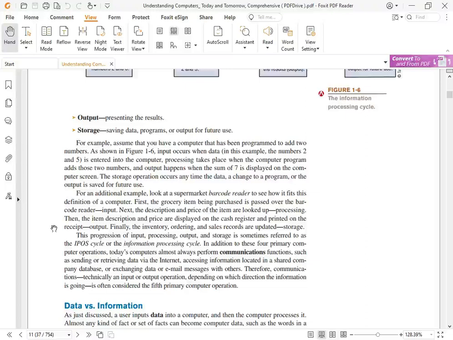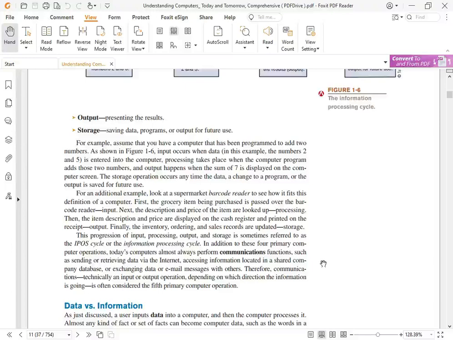cycle. In addition to these four primary computer operations, today's computers almost always perform communications functions, such as sending or retrieving data via the internet, accessing information located in a shared company database, or exchanging data or email messages with others. Therefore, communications, technically an input or output operation depending on which direction the information is going, is often considered the fifth primary computer operation.